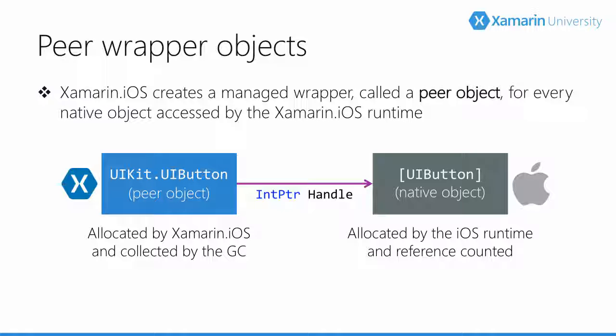This peer object has a pointer to a handle, so it's an int pointer, that's being held onto that represents the native object in the iOS world. And so when we make calls to the UI button and go and set its title or set its background color or add in a border or something like that, adjust its layer, all of those things are actually messages that are being sent to the native UI button on the iOS side through that handle. And so we use that handle to actually hold on to the UI button and keep it alive. And there's a one-to-one relationship between the peer object that is allocated and maintained by the Xamarin iOS runtime and the UI button that is allocated and maintained by the reference count, or the retain count, in the iOS runtime.